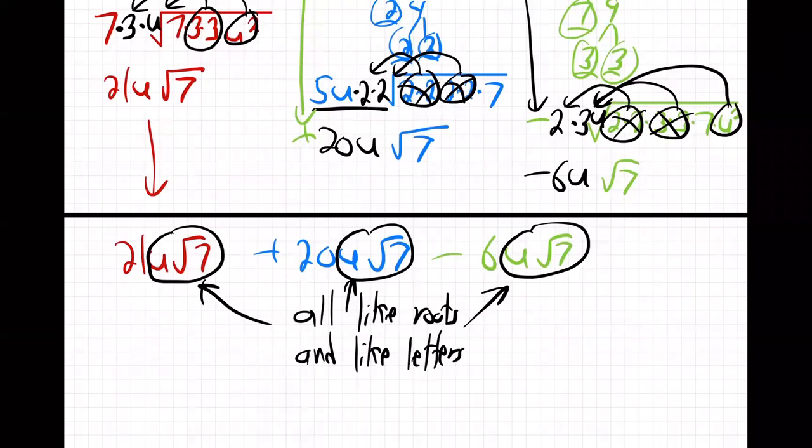So it's 21 of those u root 7s plus 20 of those u root 7s minus 6 of those u root 7s. Add those all up and you get 35, I think, of those u root 7s. You just keep the u root 7. That part doesn't change. 41 minus 6, yeah, 35 of the u root 7s. And so there we go.